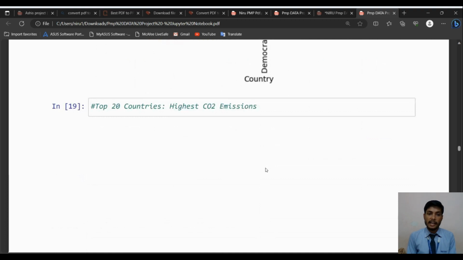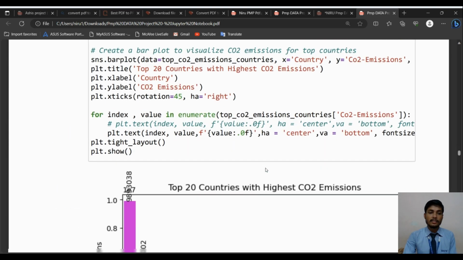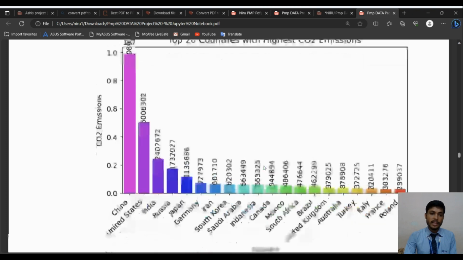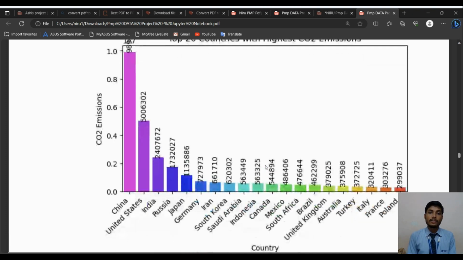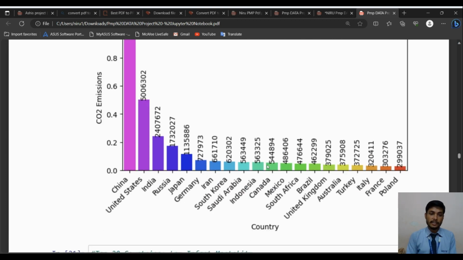Top 20 countries with the highest CO2 emissions. In this project we see this bar plot of the top 20 countries with the highest CO2 emissions. China is first in the top 20 CO2 emission rates, and second is the United States, third India. India is third in CO2 emissions, and last of all is Poland.